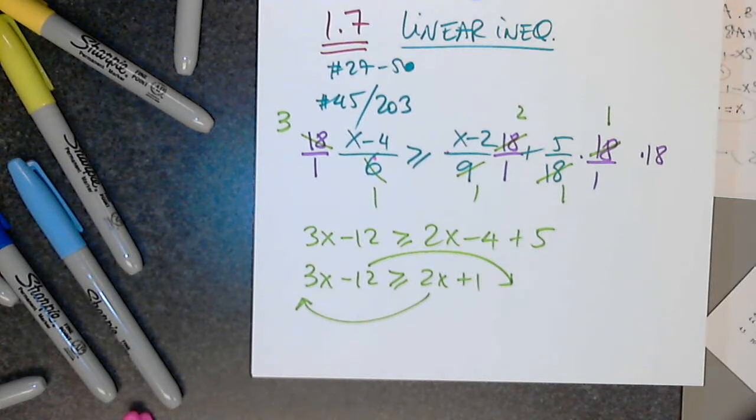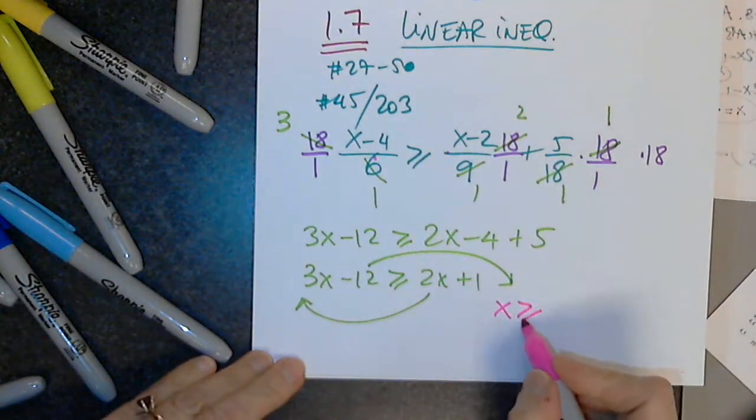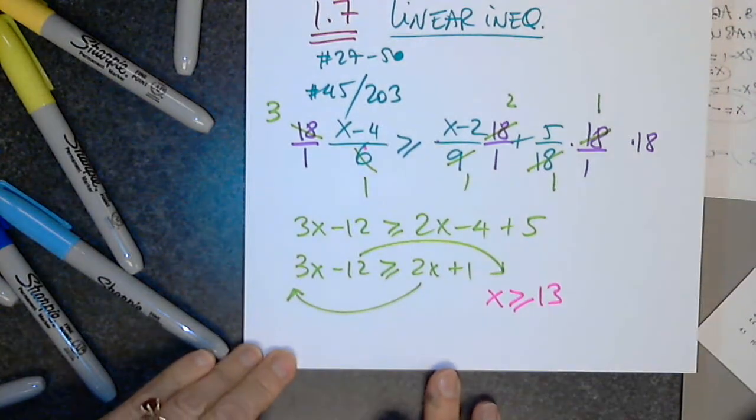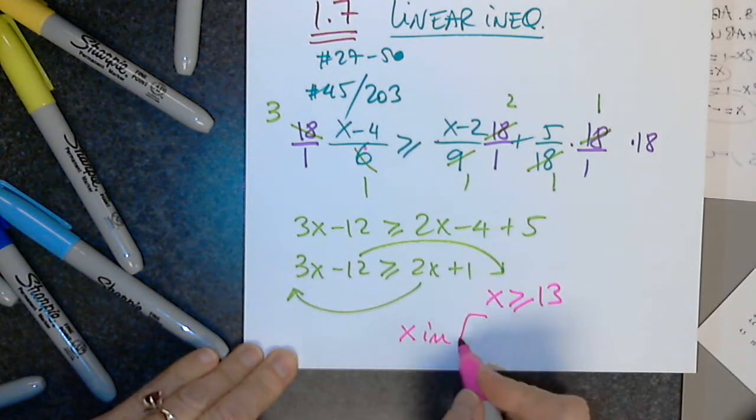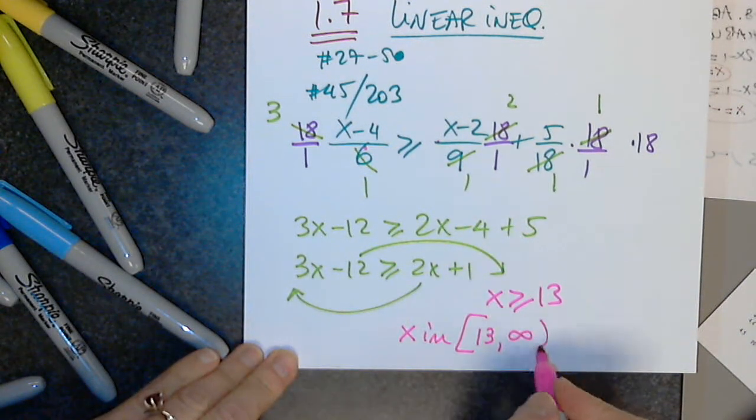X greater than or equal to 8 plus 5. So x greater than or equal to? 13. That's it. In interval notation, from 13 to the right, x in the interval, 13 comma infinity.